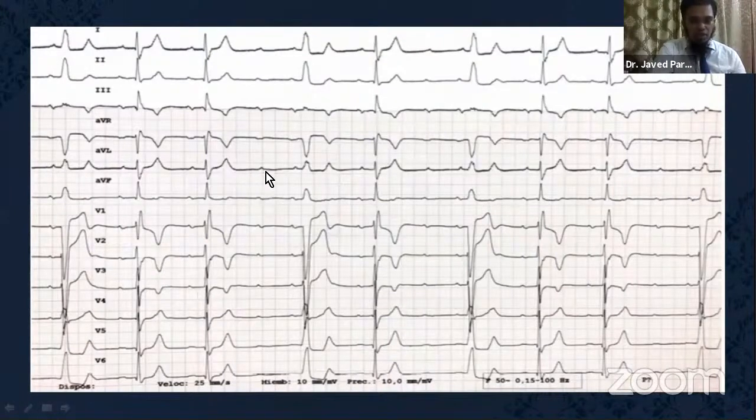So this P wave is blocked there. This P wave is blocked. This is conducted with an LBBB. Then the next one is conducted with a right bundle branch block pattern. That indicates that the conduction system is diseased. Whether or not this patient had syncope, a pacemaker is still indicated.